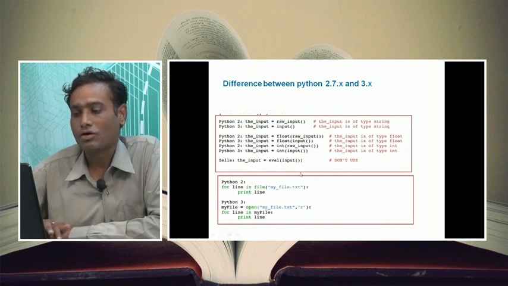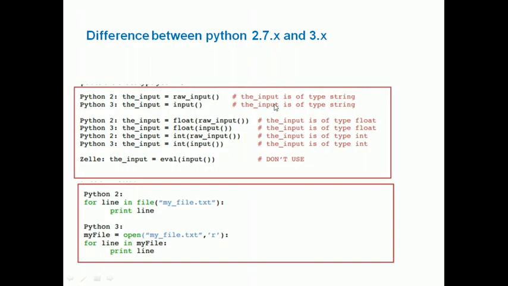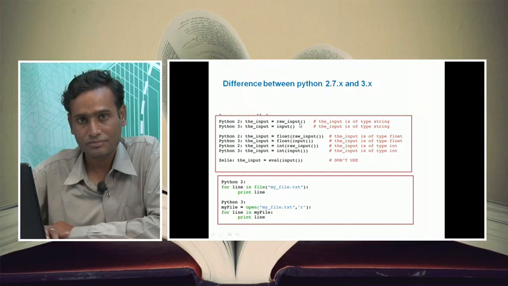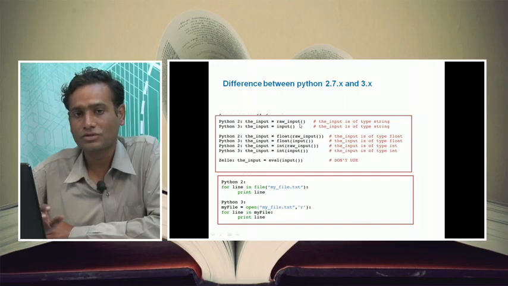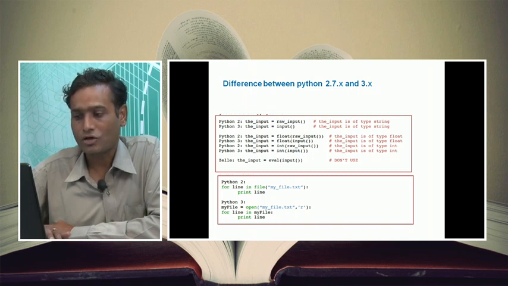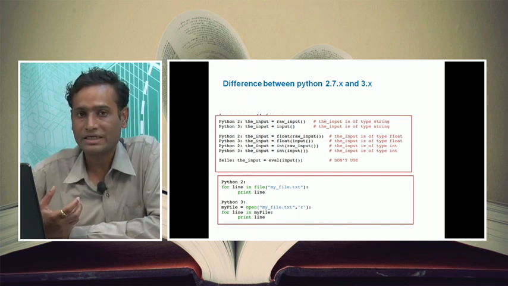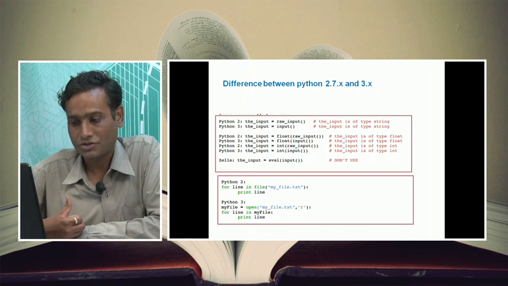Next is about raw_input. If you want to take string input from the user, then in case of Python 2 you have to use raw_input. For number input you can use only the input function, but if you want to take raw string input from the user in Python 2, you have to use the function raw_input. In case of Python 3, the input function does that job. So the input function in Python 3 takes input as an integer as well as a string.